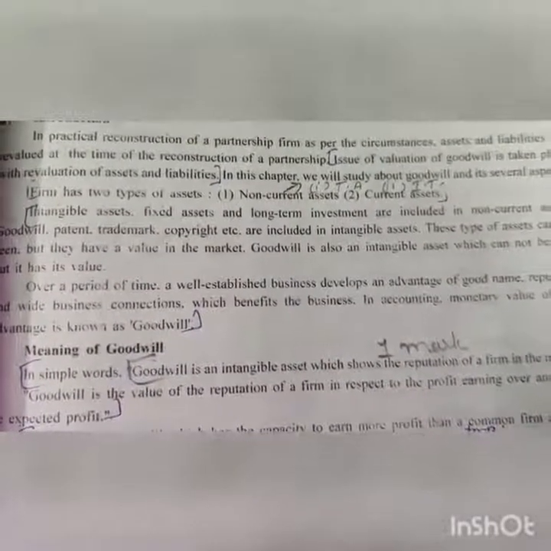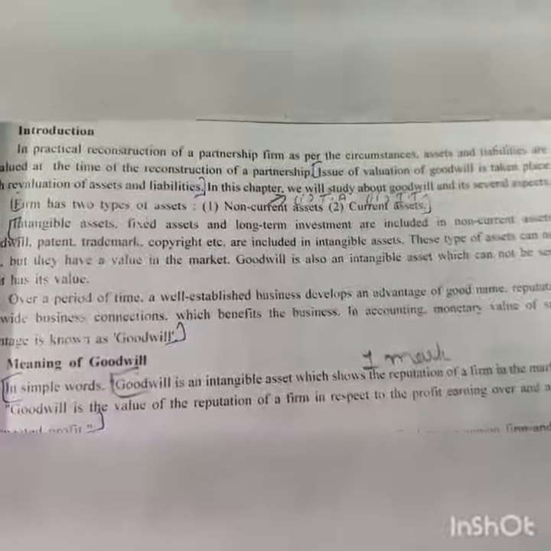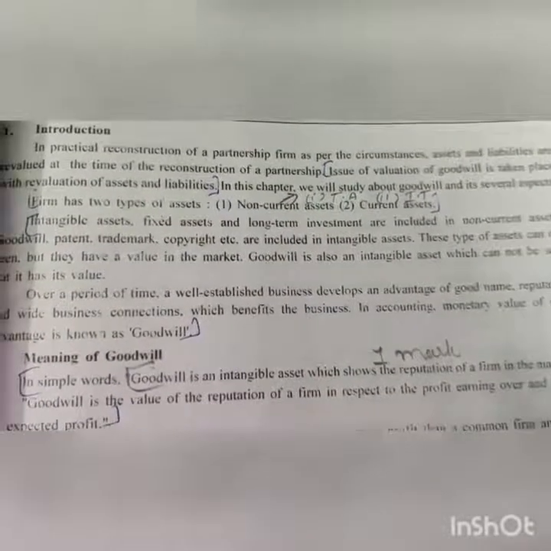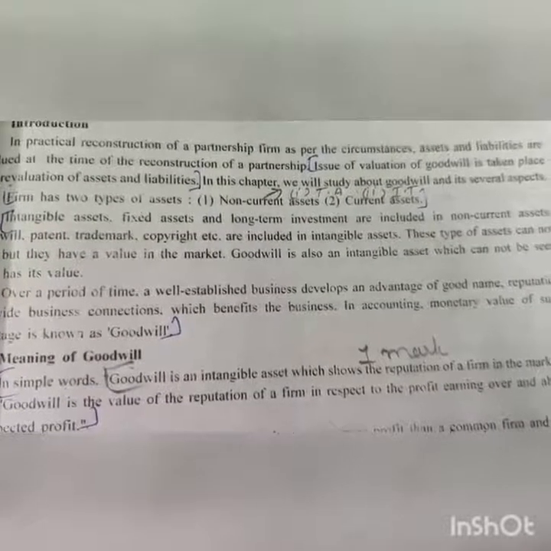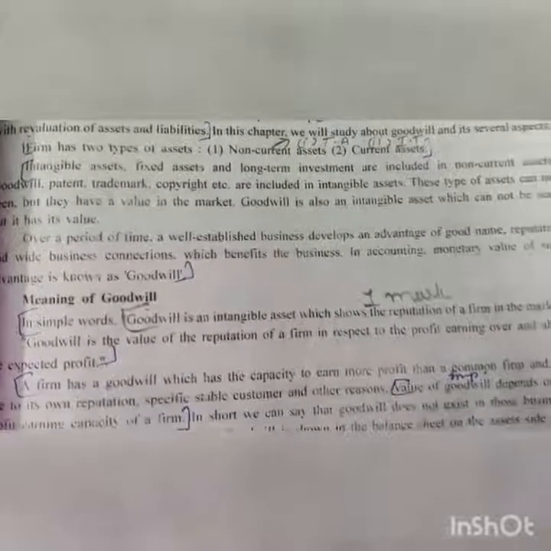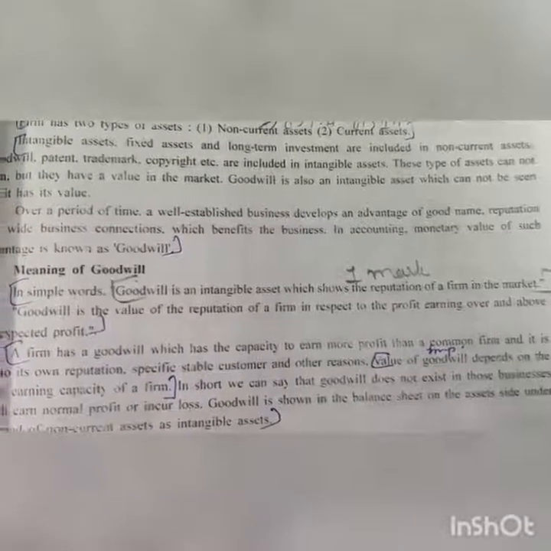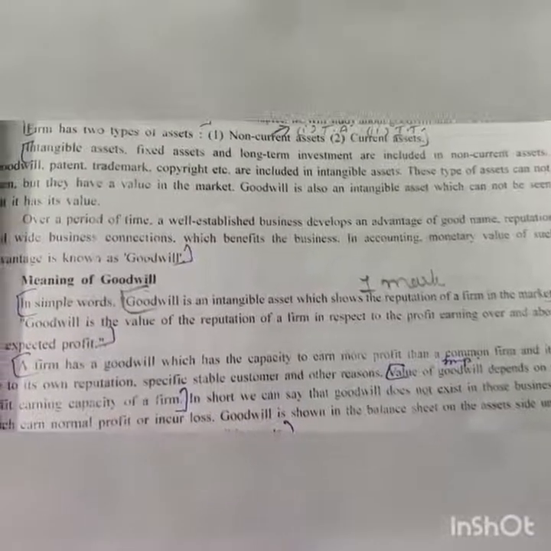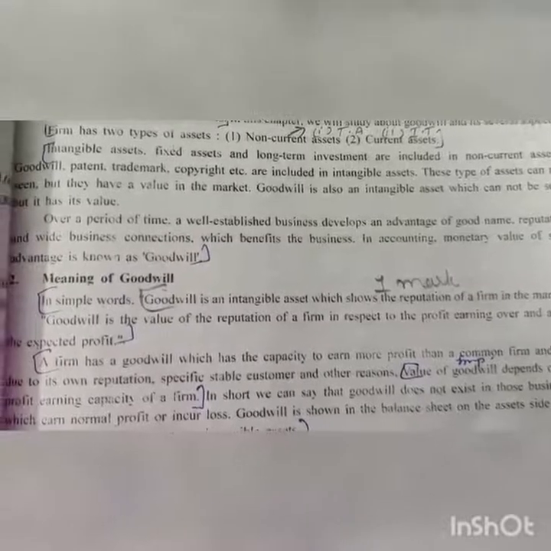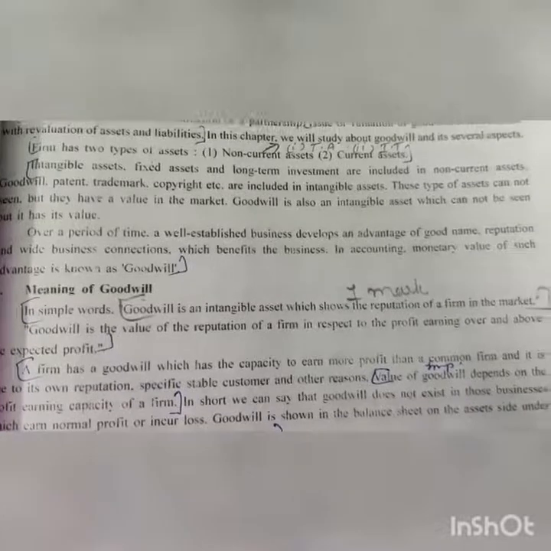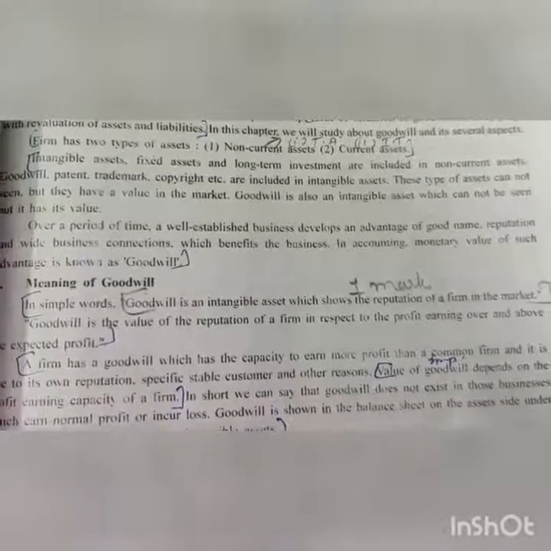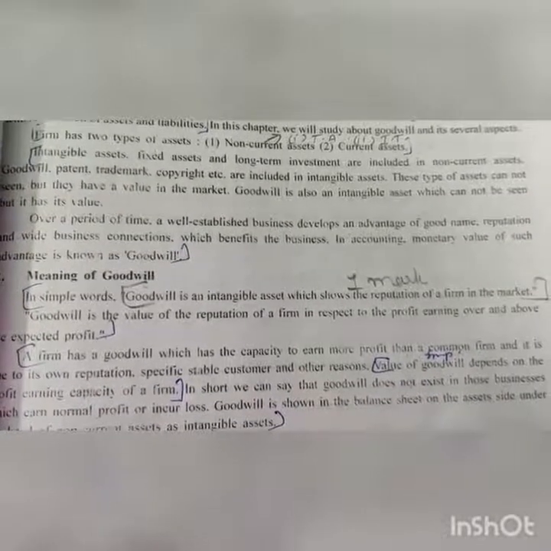Over a period of time, a well-established business develops an advantage of good name, reputation, and wide business connections, which benefits the business. In accounting, the monetary value of such advantage is known as goodwill. Okay, that we have already seen. Now see, in simple words, this is very important for 1 mark. Remember, because both the concepts are coming in this, that is, goodwill is an intangible asset and the reputation of a firm. So goodwill is an intangible asset which shows the reputation of a firm in the market.